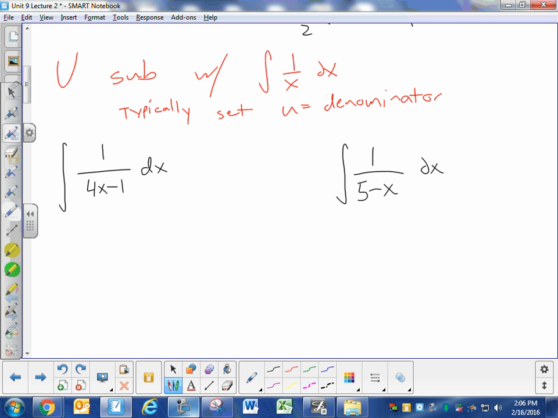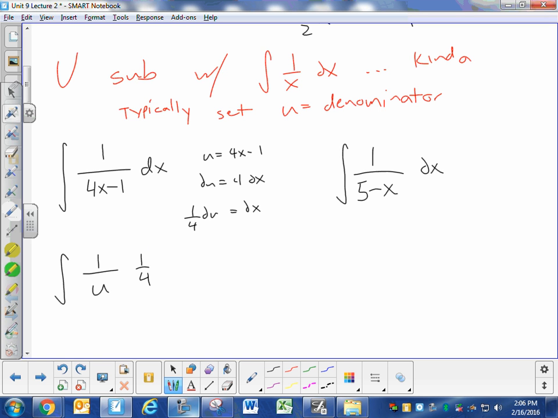Now I'm going to do the first one on the left, show you how you can do it with U substitution, but you kind of don't need U substitution for either of those. Watch. If I set U equal to my denominator, I got that 4x minus 1. The du would be equal to 4dx. Dx is equal to 1/4 du. I will go ahead and substitute in U, substitute for dx, and I get that.